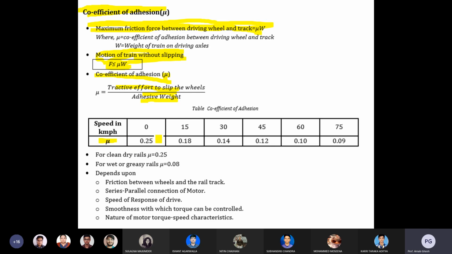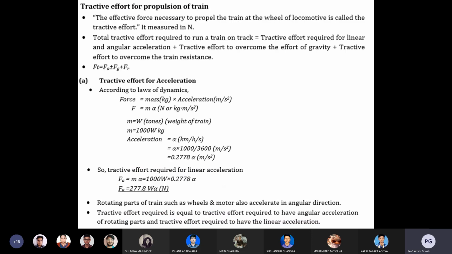Okay, with different speeds, the mu value is gradually decreasing with increasing speed in kilometer per hour. Okay, for clean and dry rail, the mu value is 0.25. Okay, for wet and greasy rail, that is 0.08. Okay, so it depends upon which conditions: friction between wheel and rail, series parallel connections of motor, speed regulation, drive smoothness with which the torque can be controlled, nature of the motor, torque speed characteristics. So different factors are there, so it will be based on that.